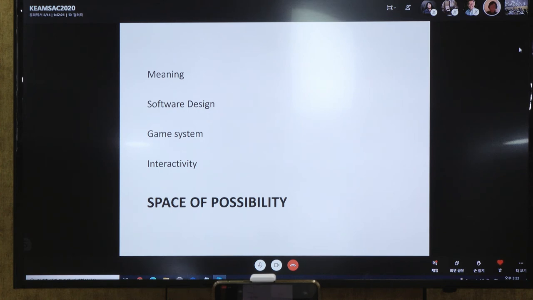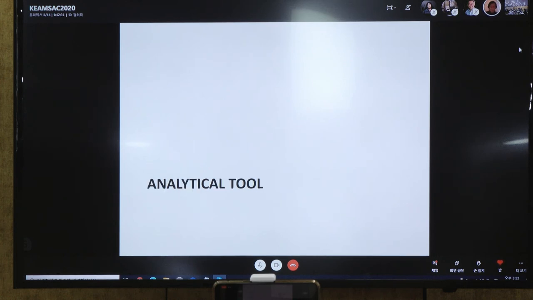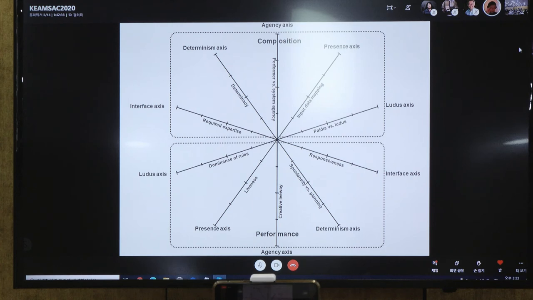So the space of possibility is one aspect which I will explore today, and I will use a specific analytical tool which is called the polar diagram. It's a polar diagram developed by Marco Siciliani, and it is meant as a tool to describe gamified or ludified audiovisual compositions and the criteria that determine the space of possibilities. So you see here this polar diagram, which has an upper half, which is concerned with all the aspects of the composition, and a lower part, which is concerned with all the aspects of the performance. And then you see these different axes, which cross through both halves, through performance and composition.